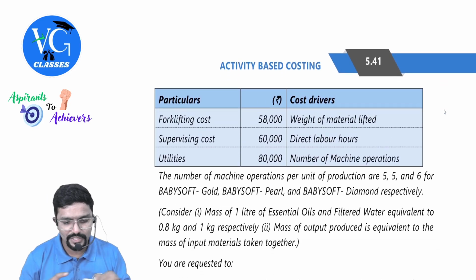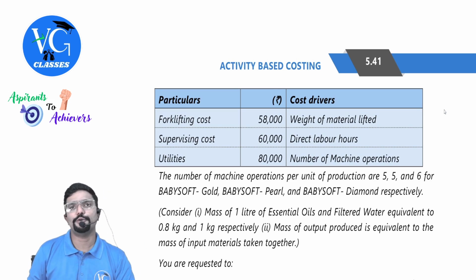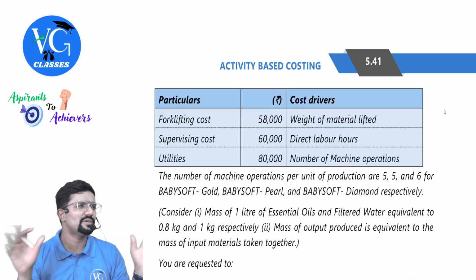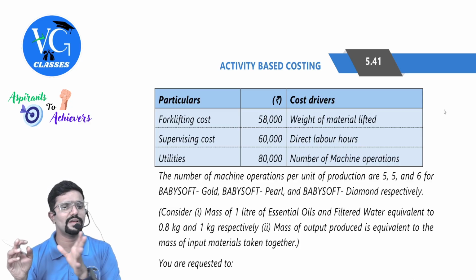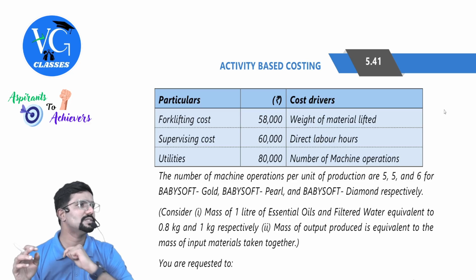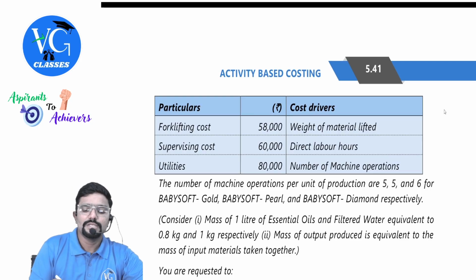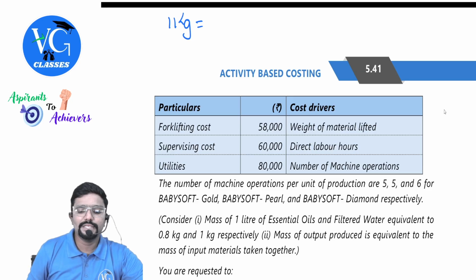So, guys, few things to note. Because they have used ML, G and all, what is it we should know? We normally assume 1 kg is equal to 1 liter. But here, for essential oil, they have told 1 liter is equal to 0.8 kg. Okay. Now, sir, 1 kg is equal to what?